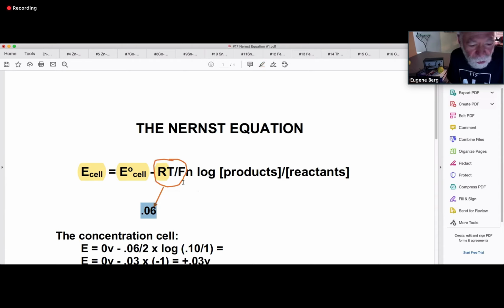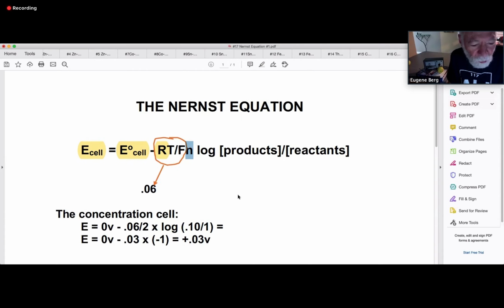And n is kind of tricky until you get used to it. n is the number of electrons that are being transferred between the two half reactions. If you look back at the cell we're dealing with, n is equal to 2 because 2 electrons are being given off by one and taken by the other. And then the log of products over reactants, that's the log of the mass action expression.